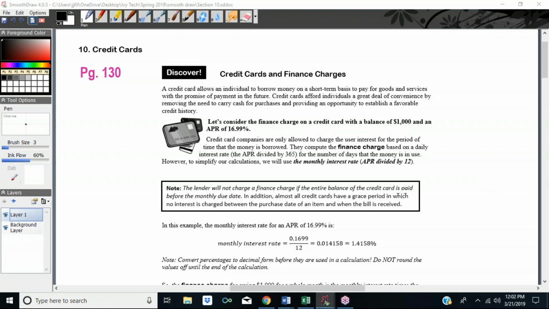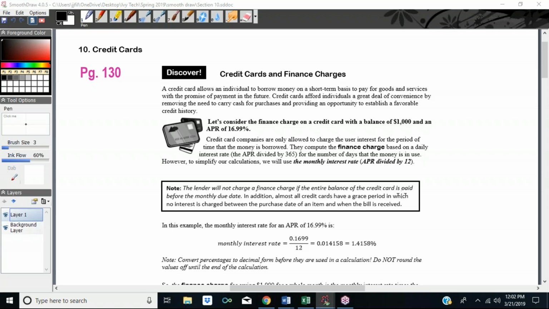All right. So in section 10 here on page 130, we are looking at credit cards and finance charges first. And it says here, a credit card allows an individual to borrow money on a short-term basis to pay for goods and services with the promise of payment in the future. Credit cards afford individuals a great deal of convenience by removing the need to carry cash for purchases and providing an opportunity to establish a favorable credit history. So we're going to look at this $1,000 balance with an APR, which is the annual percentage rate, of 16.99%. So that's the yearly rate is 16.99%.